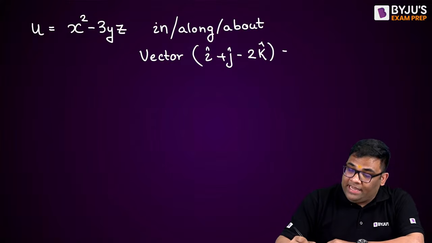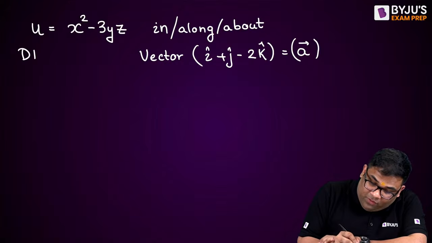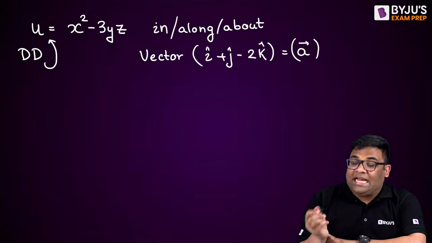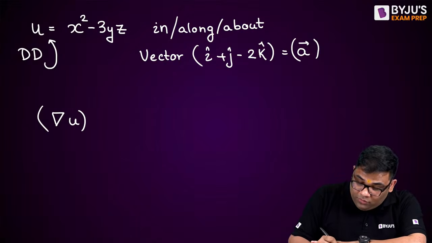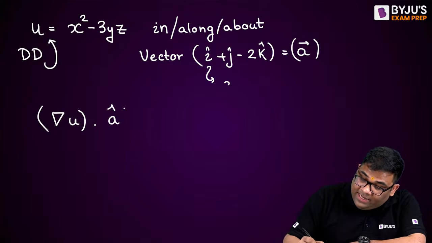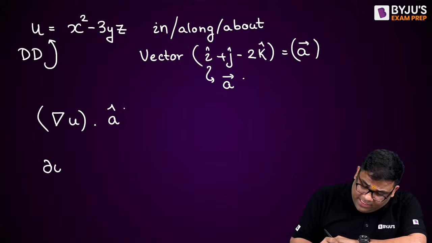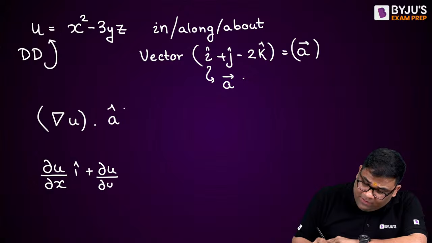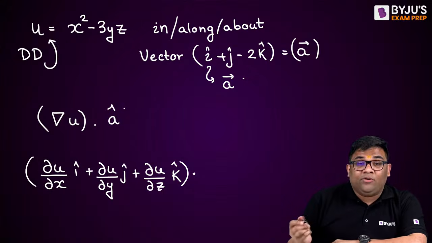Now how to find out? This is the a vector, right? Now what I told, the directional derivative of u about this direction will be the gradient of u dot the unit vector along this. This is the a vector, right? So I can write down gradient of u. Gradient of u will be del u by del x i cap plus del u by del y j cap plus del u by del z k cap.